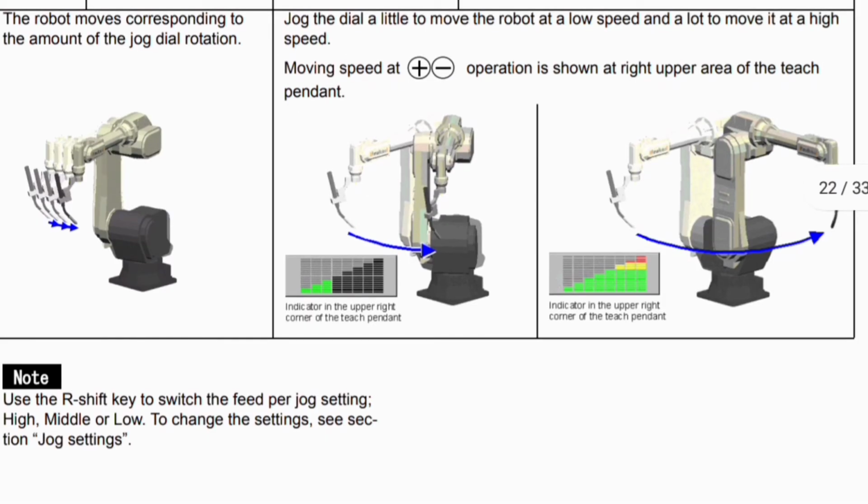Now next is a very important note. Use the R shift key to switch the feed per jog setting: high, middle or low. To change the settings, see section jog settings.